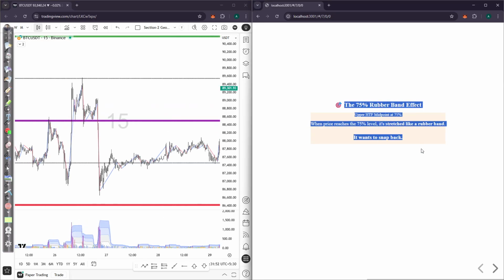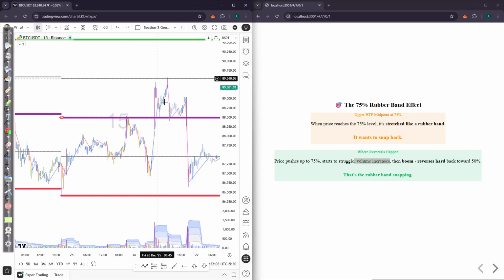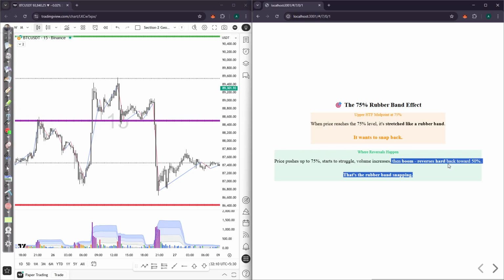So that's your 75% rubber band effect. Where reversal happens is when price pushes up to 75%, it starts to struggle, volume increases, you see, and then boom, it reverses back toward the 50% level. That's the rubber band snapping.